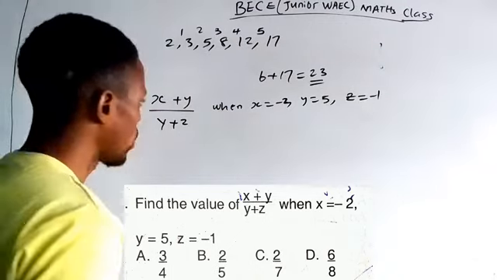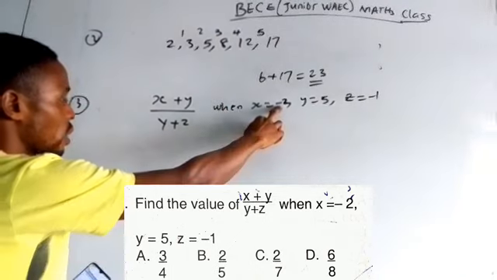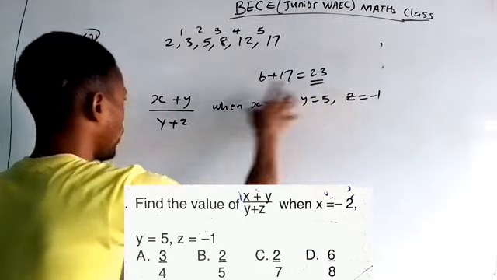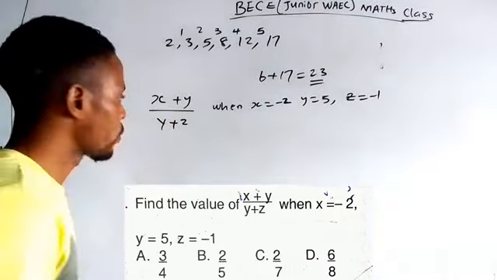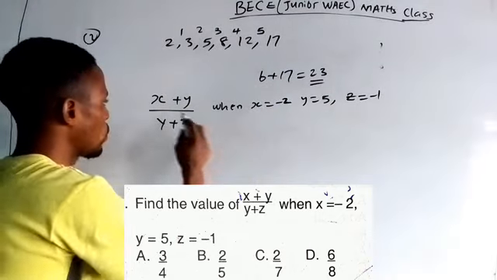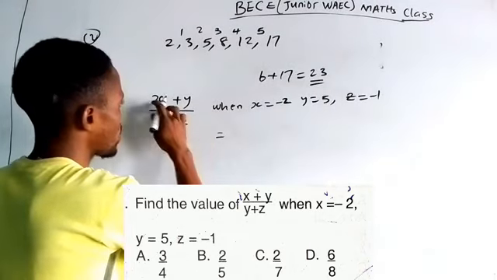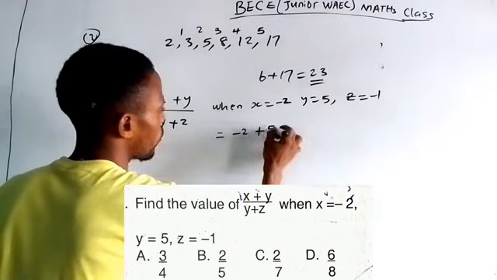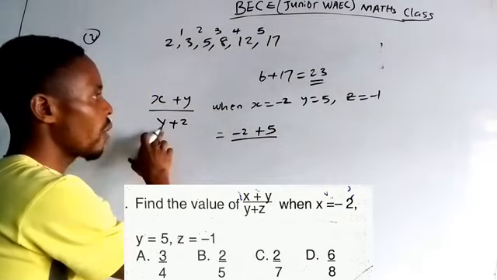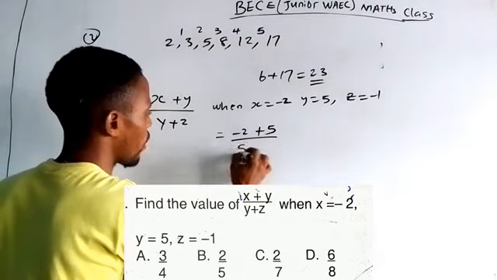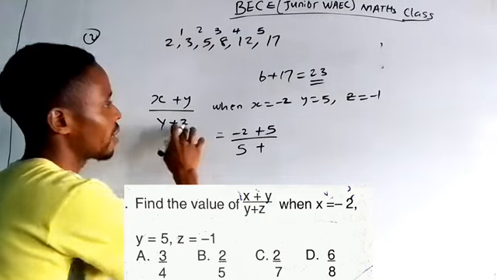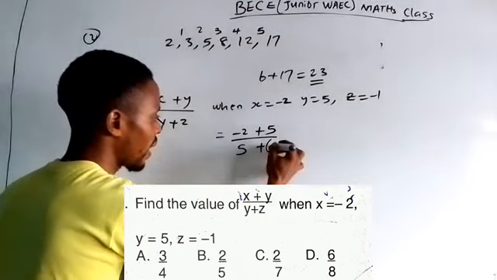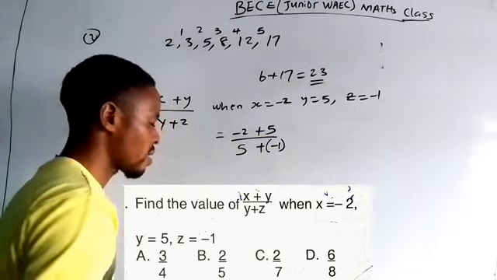So how do you solve it now? Since it has declared that s is equal to this, y is equal to this, z is equal to this, let's put what we have here into this expression. Anywhere you see s, replace it by minus 2. So we have minus 2 plus, and y is equal to 5, divided by 5 plus, and z is equal to minus 1. So avoid the mistake of the sign, open bracket and put minus 1 and close brackets.